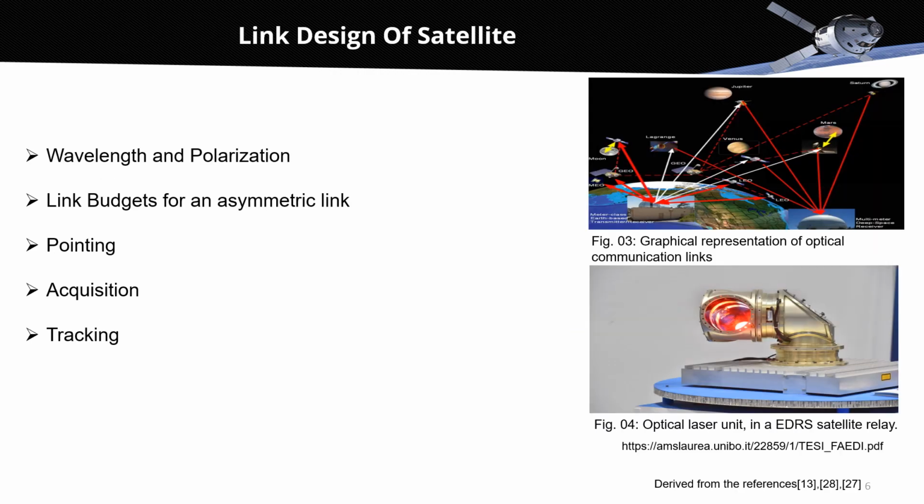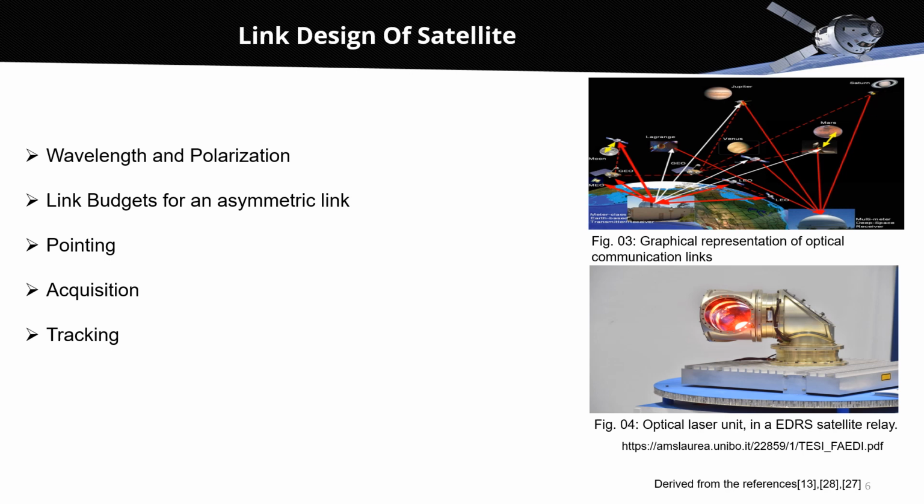On to the next slide, let me explain the link design of the satellite. This mainly includes wavelength and polarization, link budget for an asymmetric link, pointing, acquisition, and tracking. In wavelength and polarization, optical satellite communication uses light waves for data transmission. Selecting the appropriate wavelength is crucial as it affects factors like signal propagation and interference. The choice of wavelength depends on the atmospheric condition and available technology.